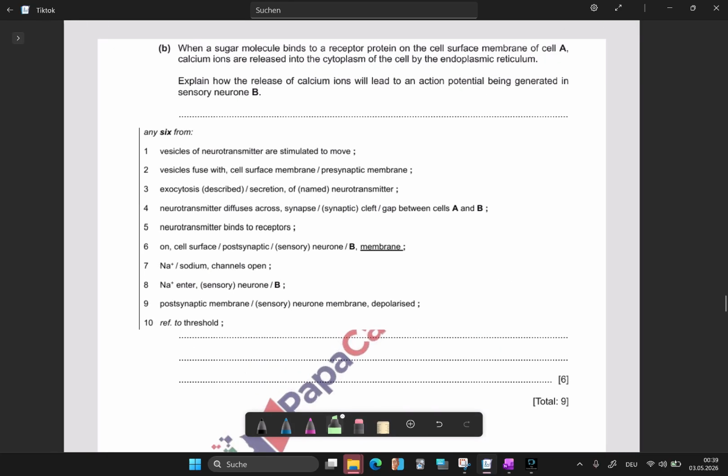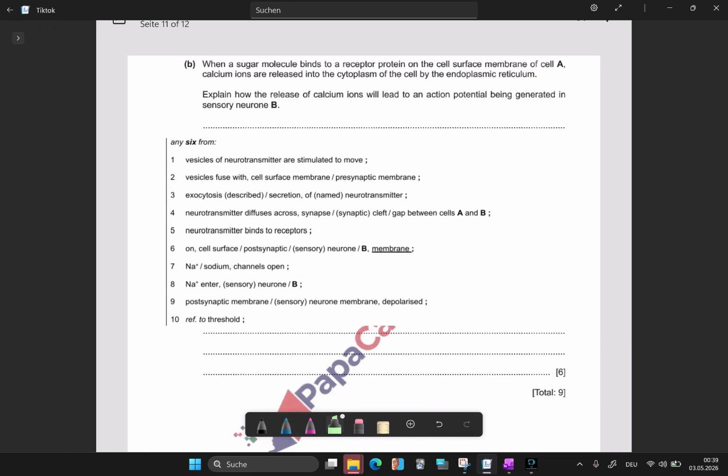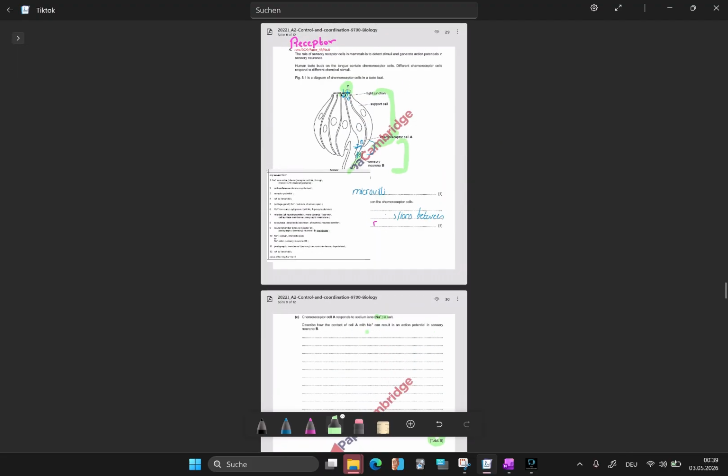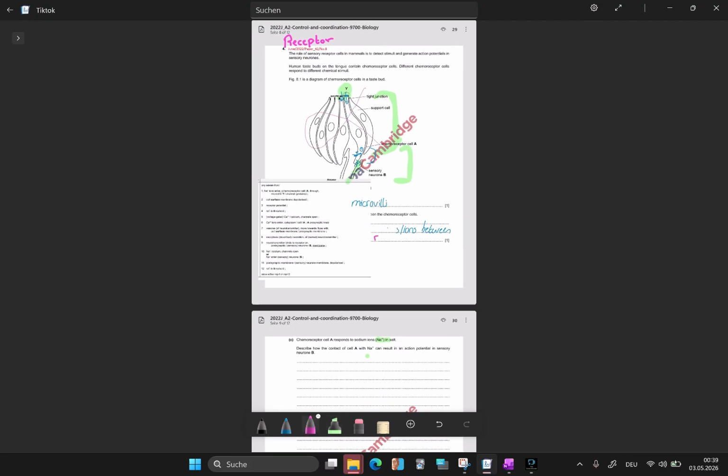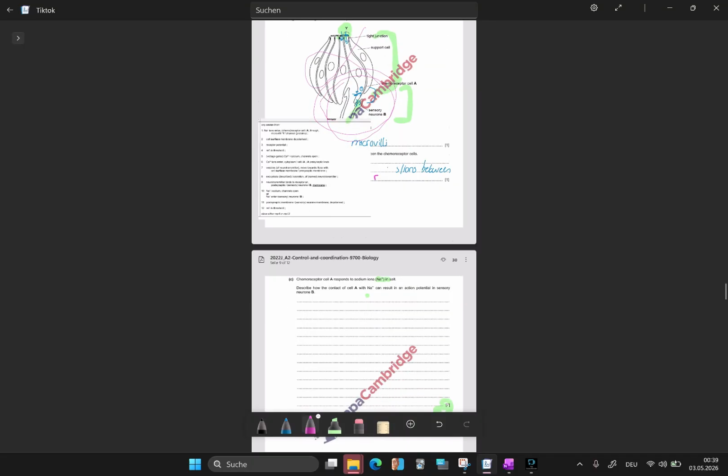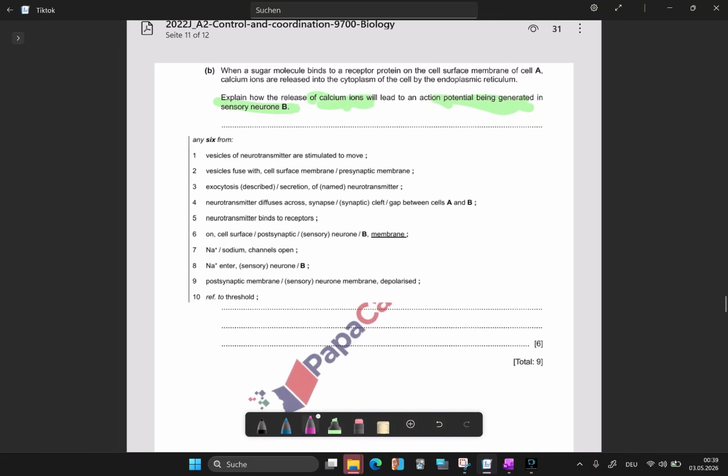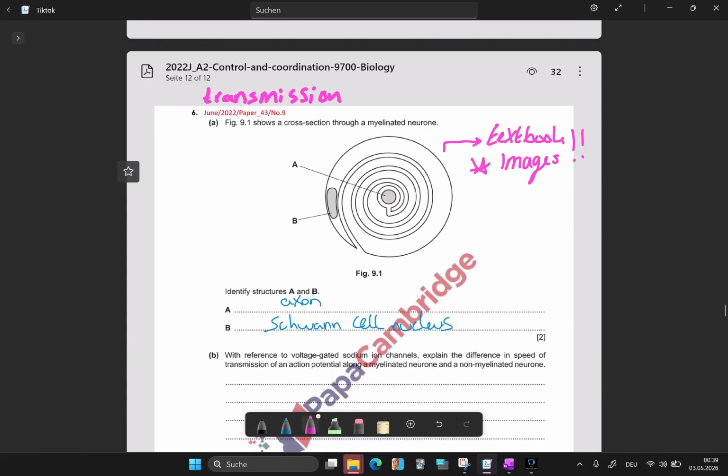Okay, this is another question, not the same question. He also said, explain how the release of calcium ions will lead to an action potential being generated in the sensory neuron B. Here he skipped over the first part, and you just had to describe the synapse part. So also read the question so you don't write extra information and waste your time.